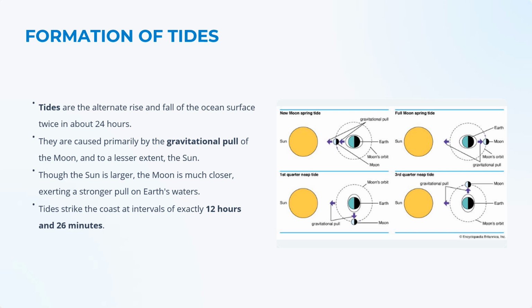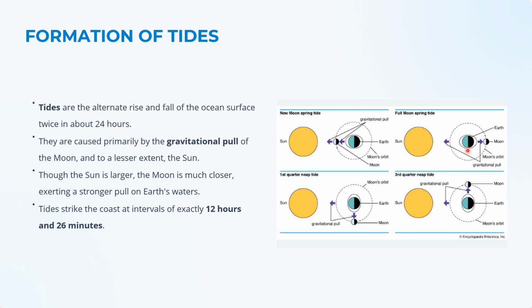Tides strike the coast at an interval of exactly 12 hours and 26 minutes. So in every 12 hours 26 minutes interval we have a tide. If we call it high tide, then we will find the water is coming, meaning upwelling, and low tides are also tides. So during the low tides the water becomes far away from the coastline or from the city, right?